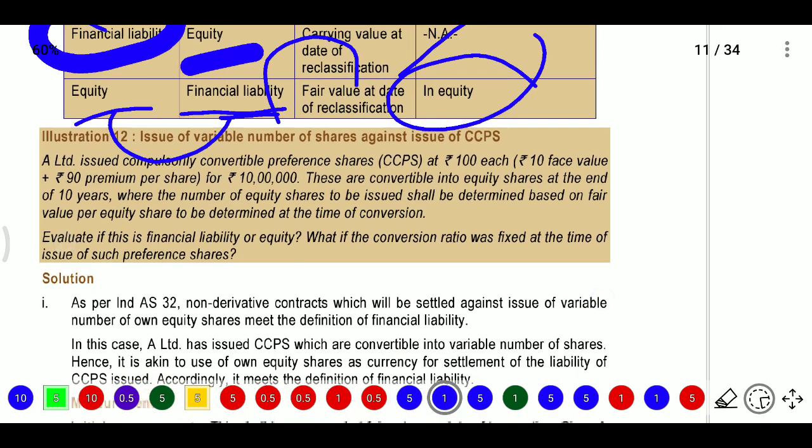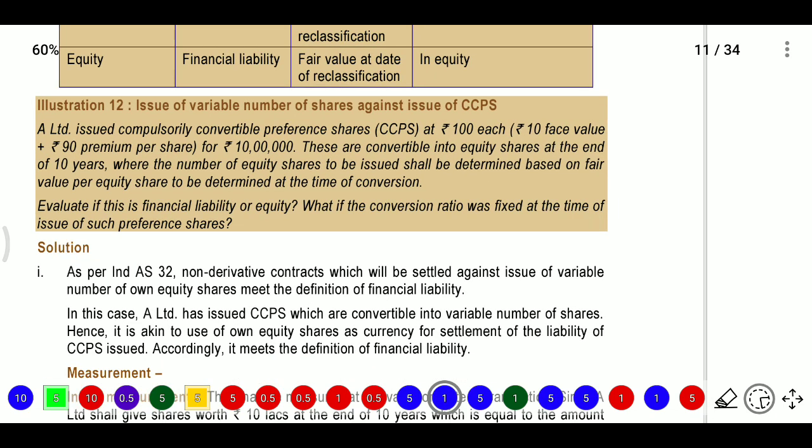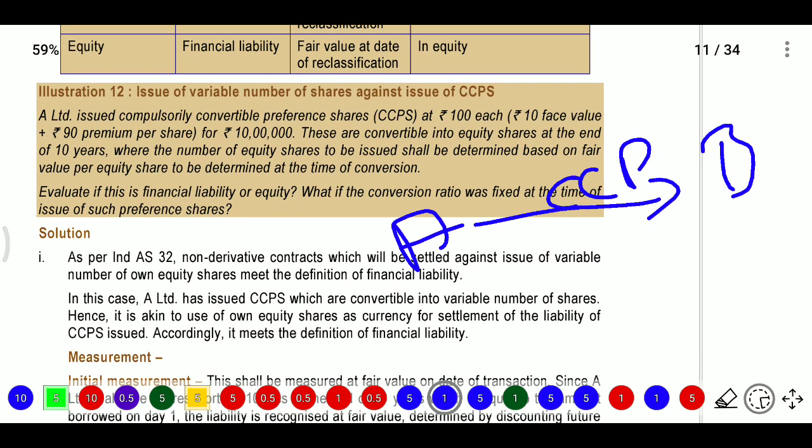Now question number 12; we will get some clarity. A Limited issued some CCPS, compulsory convertible preference shares, to a big company limited for 10 lakh rupees. Each has a value of 100 rupees, where 10 rupees is the face value and 90 rupees is the premium. The total value becomes 10 lakhs. Now, these are convertible into equity shares at the end of 10 years.